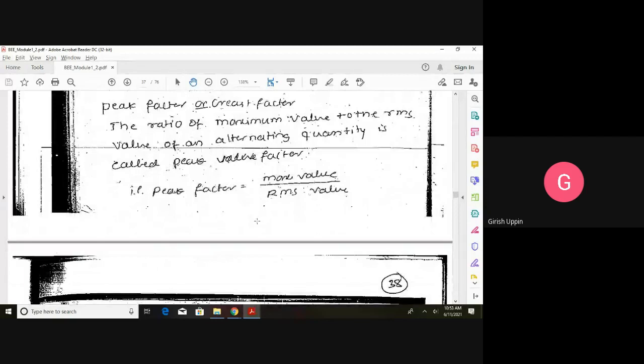What is a peak factor? Peak factor is nothing but the ratio of the maximum value to the RMS value. Form factor is the ratio of RMS value to the average value. Peak factor is the ratio of maximum value to the RMS value. If you remember these two relations, form factor is equal to RMS value divided by average value, and peak factor is maximum value divided by RMS value, then you can write the definition, and if questions are asked to find the peak factor and form factor, you can easily do so.